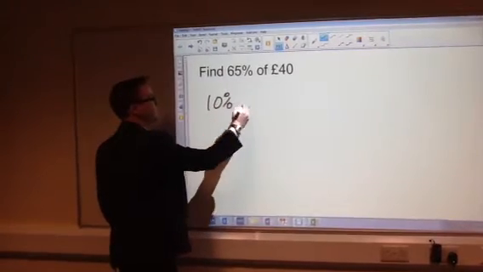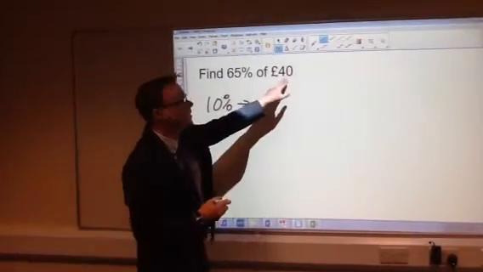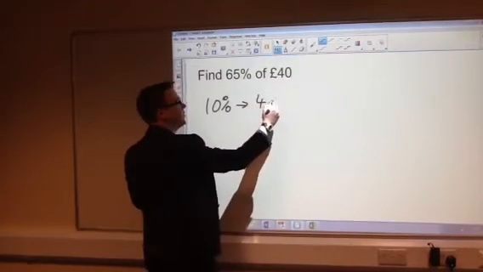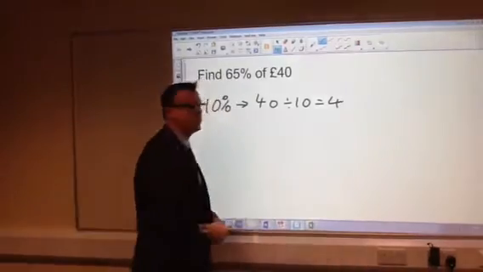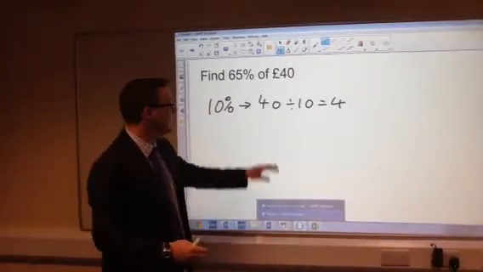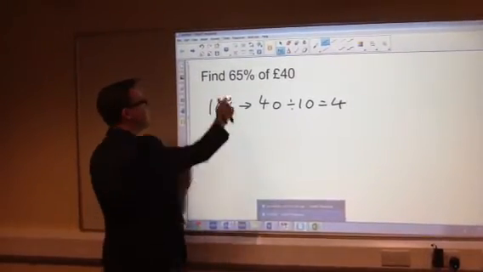And we always find 10% by dividing the original number, in this case 40, by 10. So 40 divided by 10 is 4. That only works for 10%. It's not that we can divide by 20 to find 20%. 10% is the only one that works. We're going to start with the tens first.